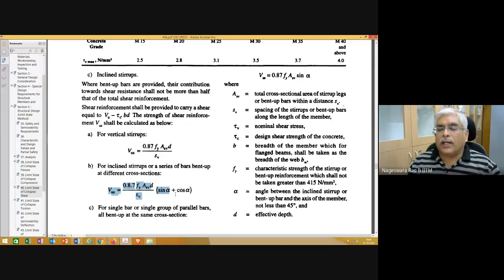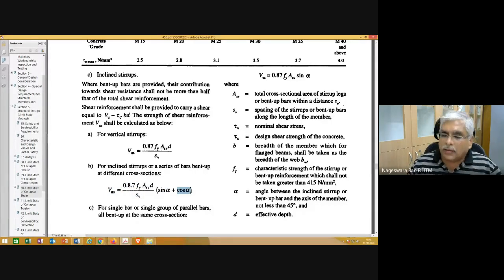We'll understand what this cos alpha is. It's not actually what I just mentioned; I want to take it back. It's not actually the contribution from bent up bars. It depends on how the crack is actually intersecting and other things. We'll see in detail in tomorrow's class.